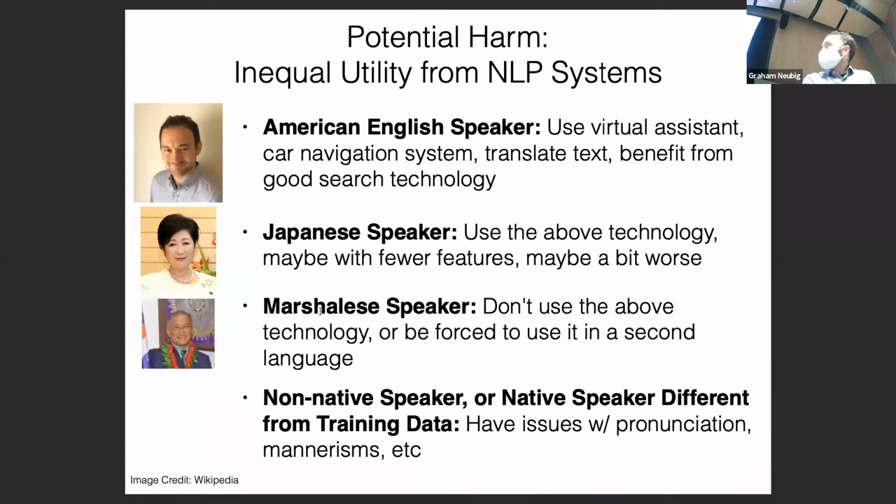But what about Marshallese? Marshallese is from the Marshall Islands. This is the president of the Marshall Islands, by the way, and the mayor of Tokyo. Basically, they don't use the above technology, or they're forced to use it in a second language because there's no technology for Marshallese, and maybe they speak something else. If you are using it in a second language, then you would be a non-native speaker, or maybe even just a native speaker with a different accent than the training data.